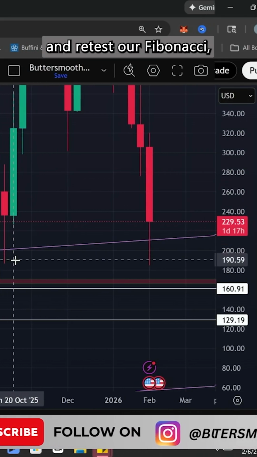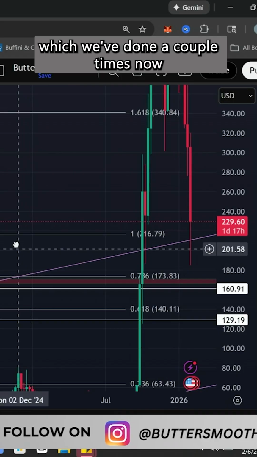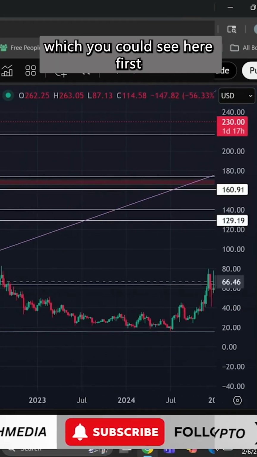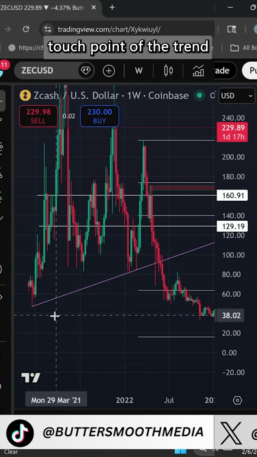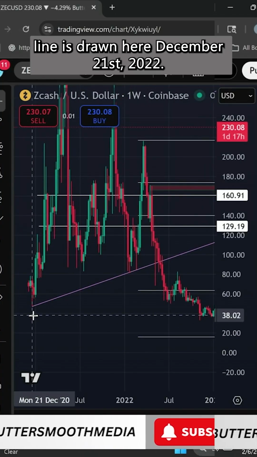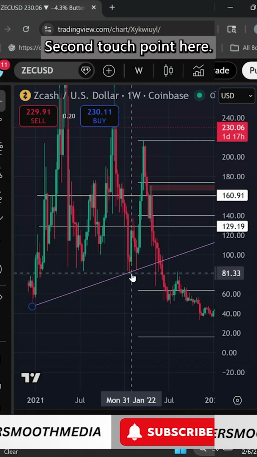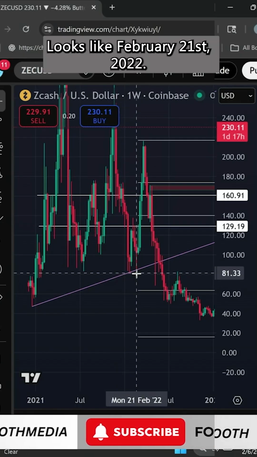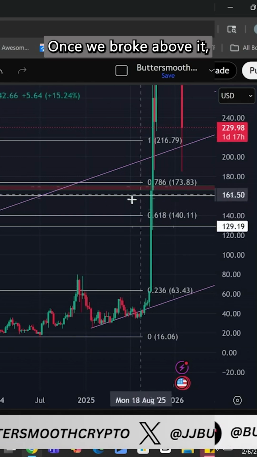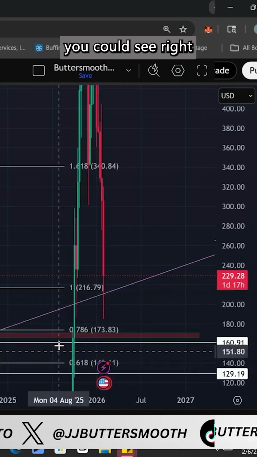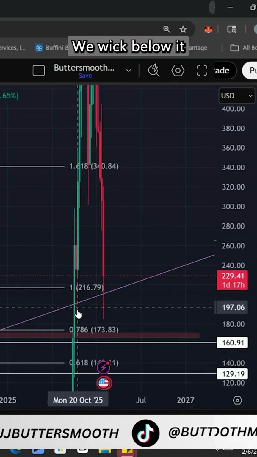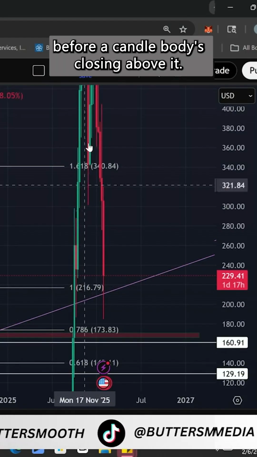We'll come back down and retest our trend line, which we've done a couple times now, which you could see here. First touch point of the trend line is drawn here, December 21st, 2022. Second touch point here looks like February 21st, 2022, and we just have it extended out to the right. Once we broke above it, where do we want to get pulled right back to? The trend line. We wick below it before a candle body closes above it.